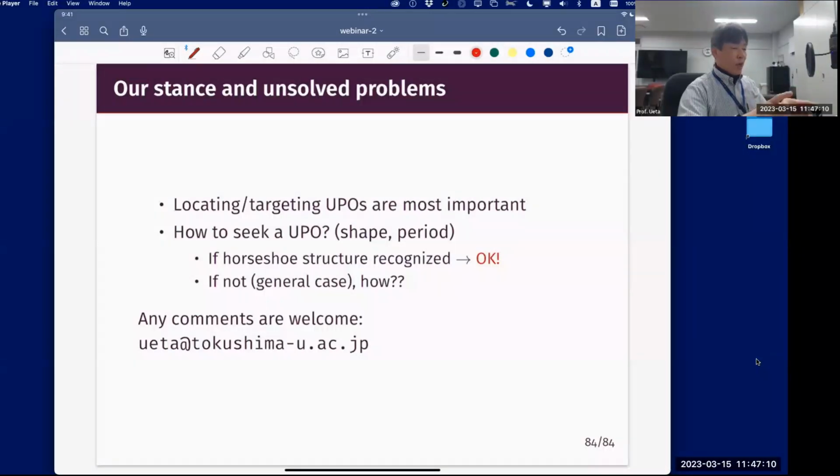But if there is no horseshoe structure, probably in degenerated cases or stable chaotic attractors in general, probably no mathematically guaranteed UPOs happen inside of the chaos. This is the unsolvable problem.